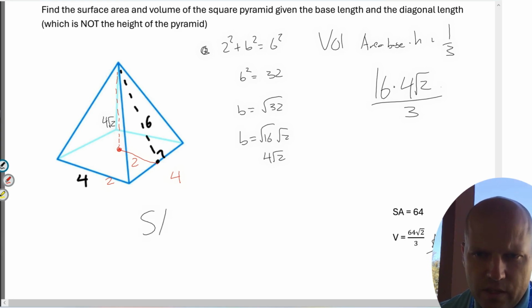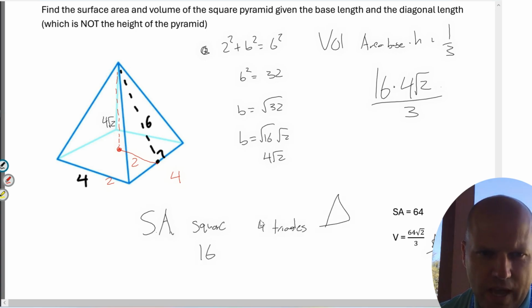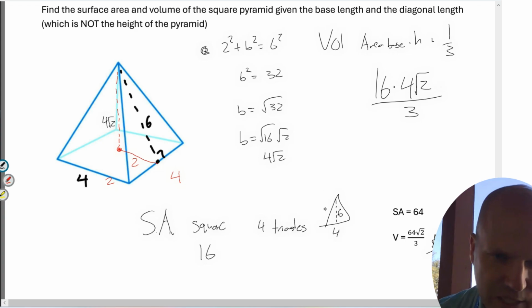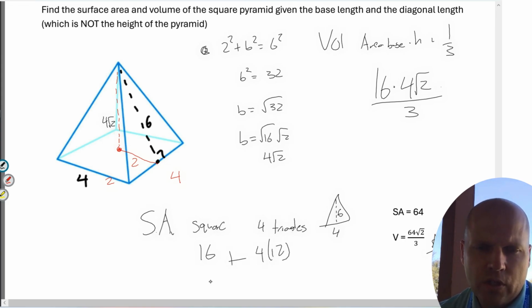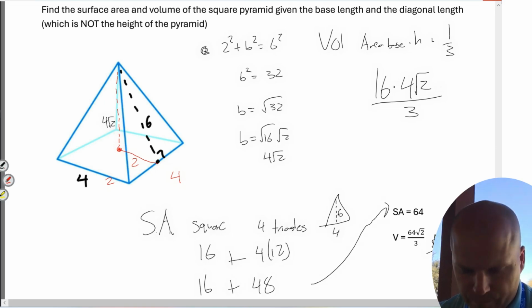Surface area, we have the square, which is 16. And then we have 4 of the triangles. The triangles have a base length of 4, and you can see this height of 6, this diagonal length. That is going to be the height of the triangle. So this is going to be 12 each. So I have 4 12s. So I have 16 plus 12, 24, 36, 48. And that's how I get 64.